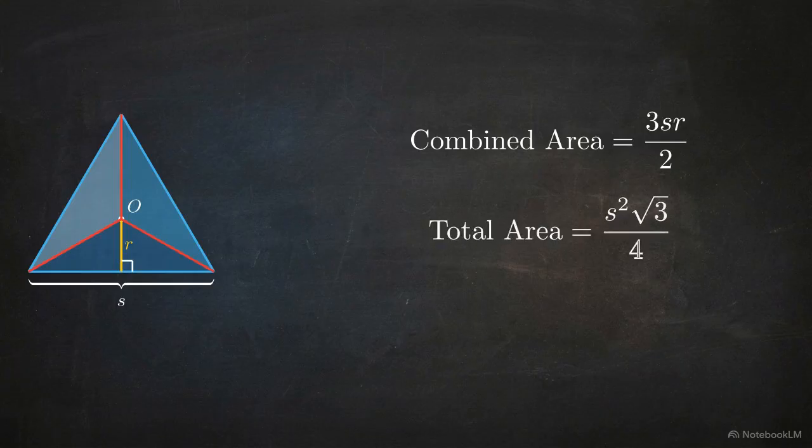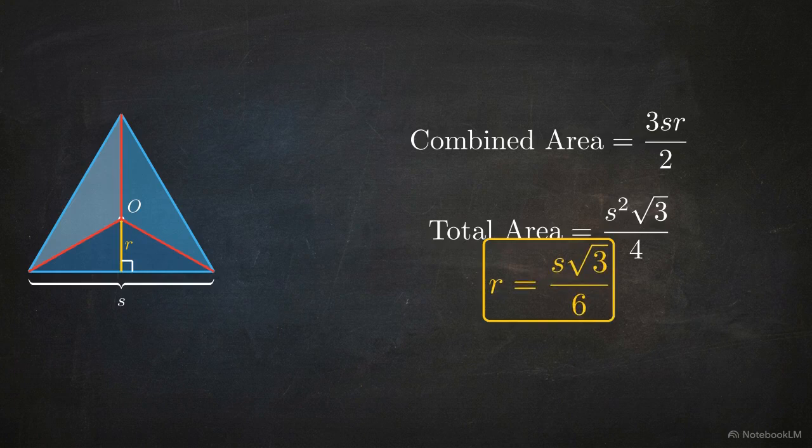Now click the 3 internal pieces back together to reform the complete equilateral triangle. Think about the algebra here. We already know the total area of the shape from our first calculation. How do these 3 identical pieces relate to that original number? The combined area of our 3 slices, 3sr over 2, must perfectly equal the total classic area we calculated earlier. Set the 2 expressions equal.